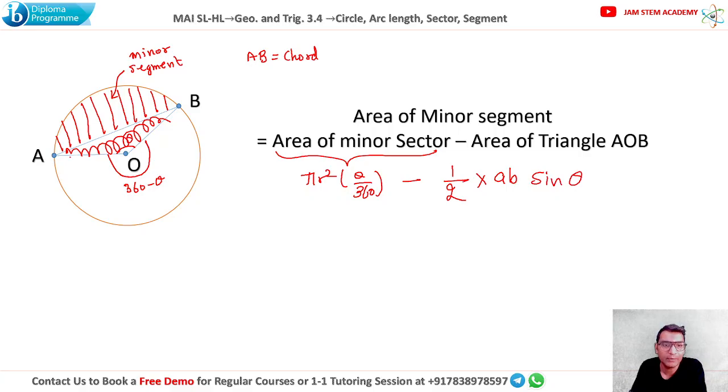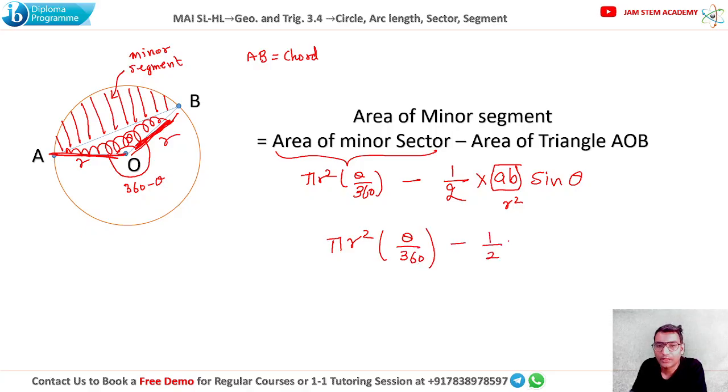So half AB sine of the angle between them. What are A and B? These are the side lengths, and in this case, these are radii. So this is r, this is r, and in place of AB you can simply write r squared. So finally, pi r squared theta over 360 minus half r squared sine theta, where theta is the angle. We already know theta and the radius, so we can find the area of the minor segment this way.